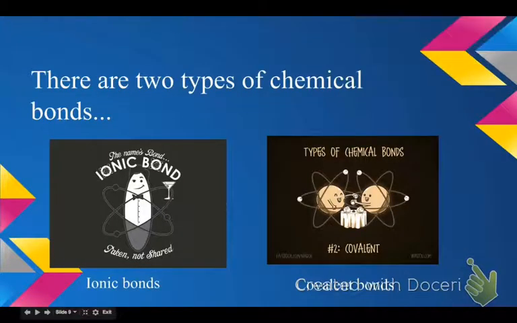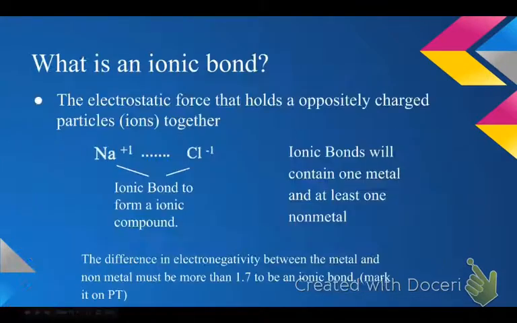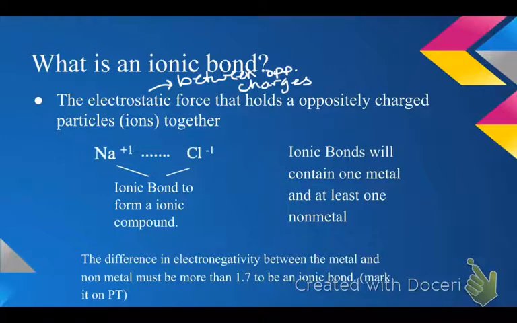So there are two types of chemical bonds we're going to talk about now, ionic and covalent. An ionic bond is the electrostatic force that holds oppositely charged particles or ions together. So an ionic bond is made up of ions. Now electrostatic force means between opposite charges. That's what electrostatic means. Electro for that charge, and static means it's staying in place. So it's between two opposite charges. So since they're attracted to each other, that is the bond.